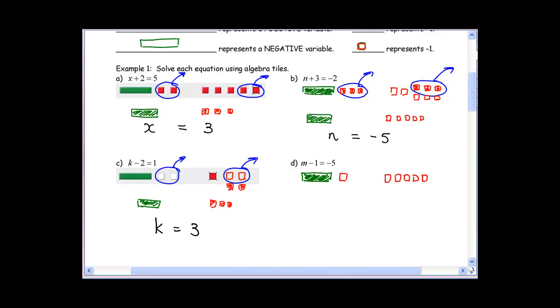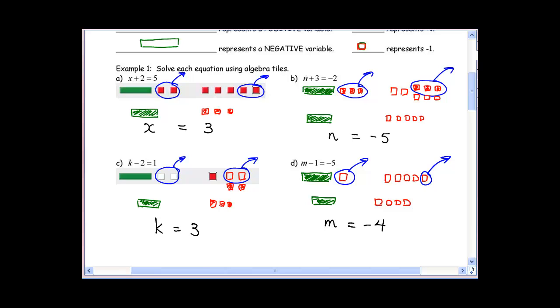Our goal is to solve for m, or the variable, so we want the one rod by itself. Goodbye to this one. Goodbye to this one as well. Once again, the goal is to take away things. If you take away 1 from the left, you've got to take away 1 from the right. And what's remaining? We've got our 1 positive rod. And now we have 4, 1, 2, 3, 4 open squares. So therefore, our answer for m is equal to -4.